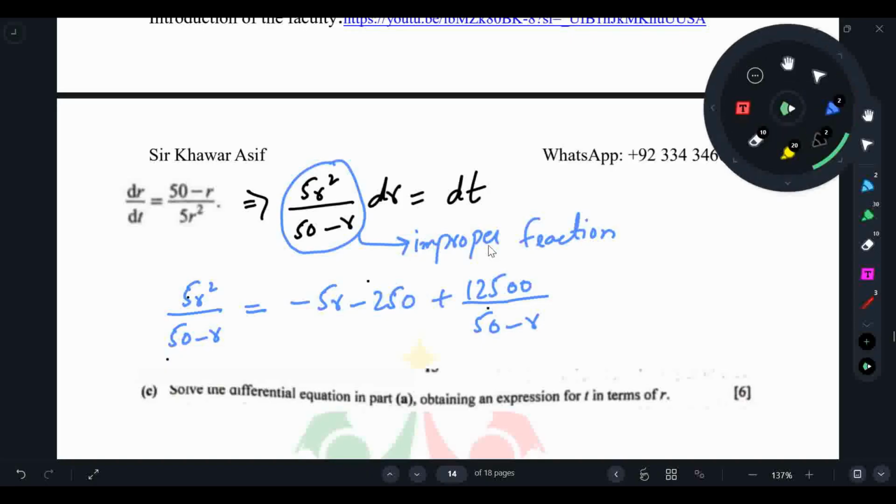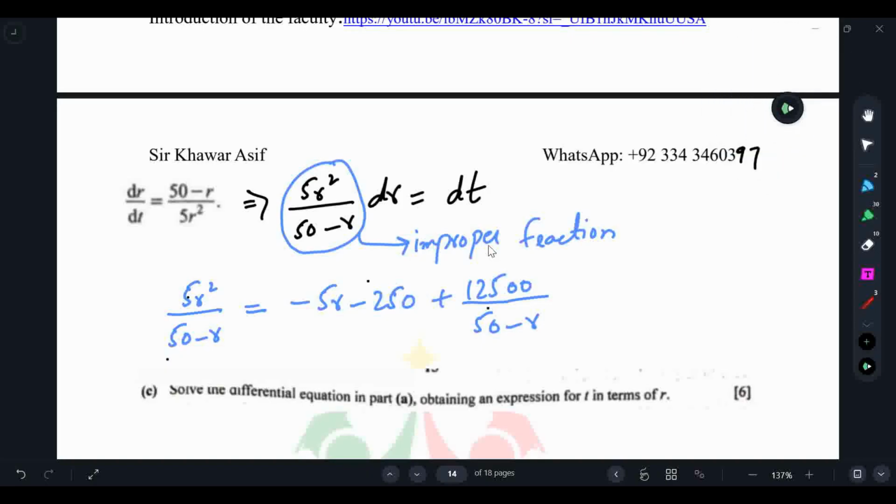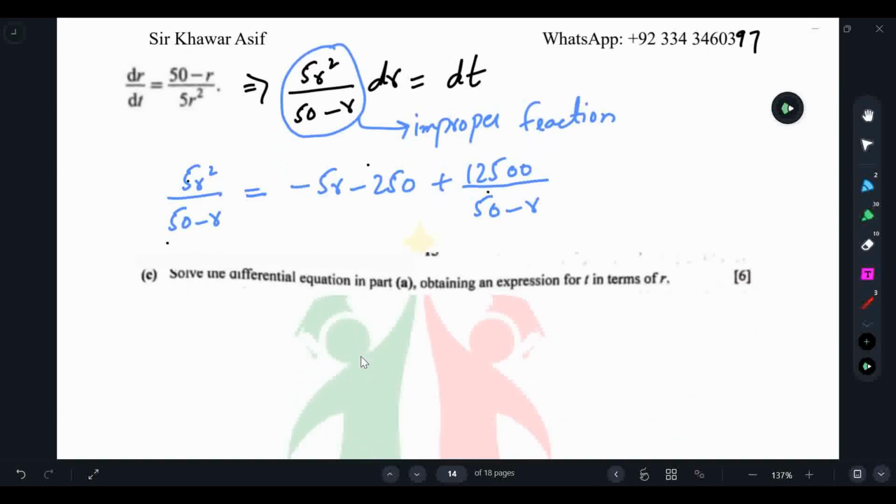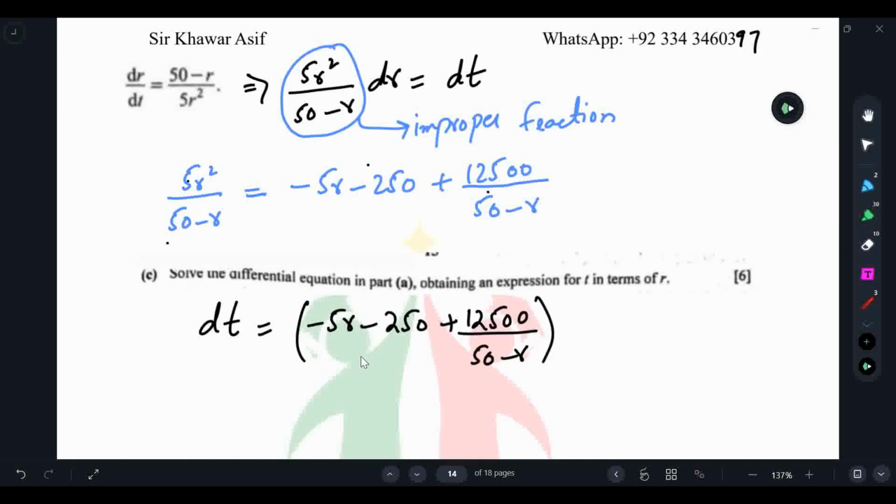Now we can directly integrate it and solve the left hand side. So let me rearrange it like this: dt is equal to, integral of dt is equal to minus 5r minus 250 plus 12,500 divided by 50 minus r into dr. Yes, we can write this equation in this way.